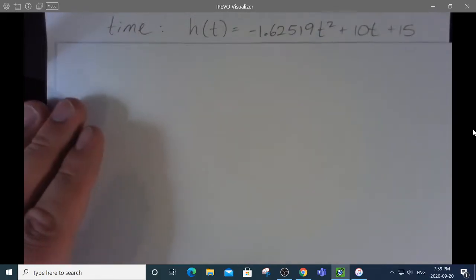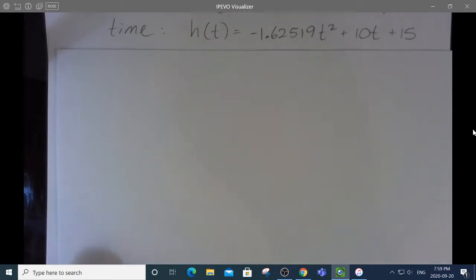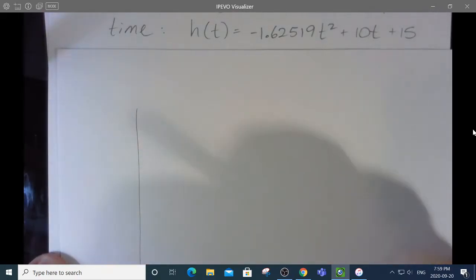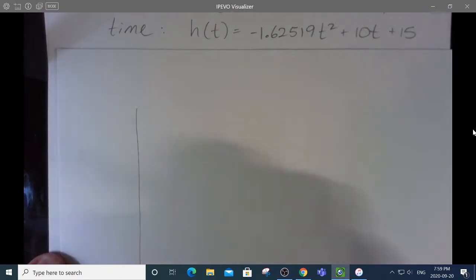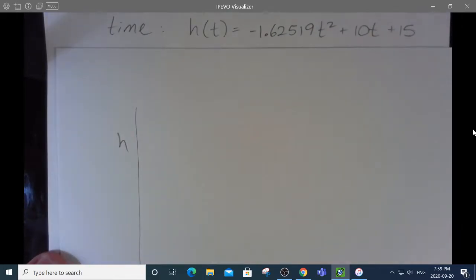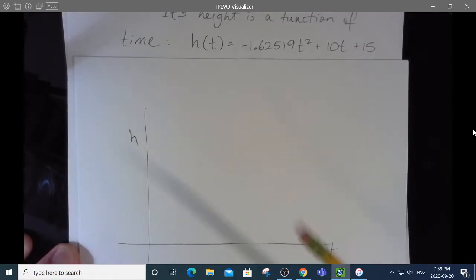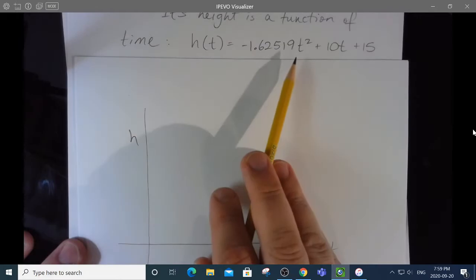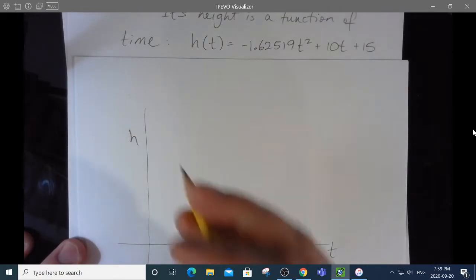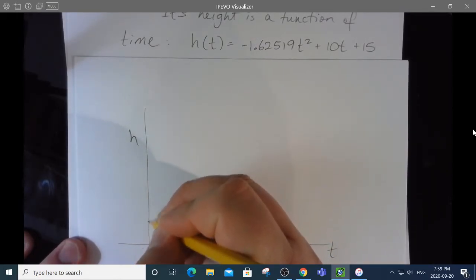Let's think about what we know about this equation. We know that it is a parabola. We know that if we set t to 0, this will be the t-axis, this will be the h, height as a function of time. Maybe I should just zoom out a bit. There we go. We know that t equals 0 would give us 15, that's kind of the launching point. So 15 meters is how tall the building is.